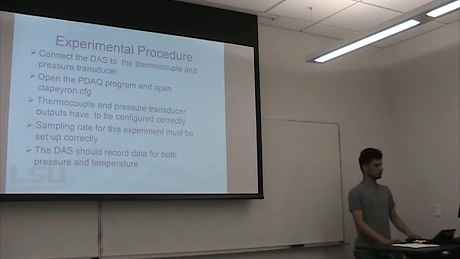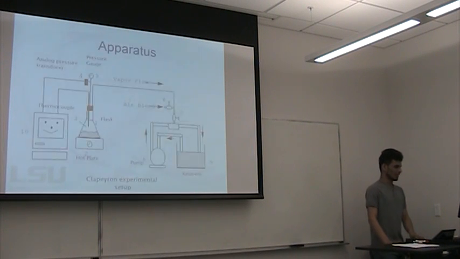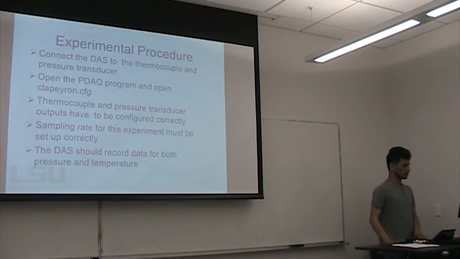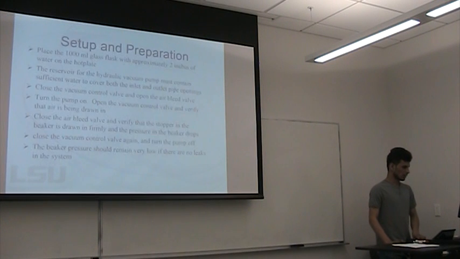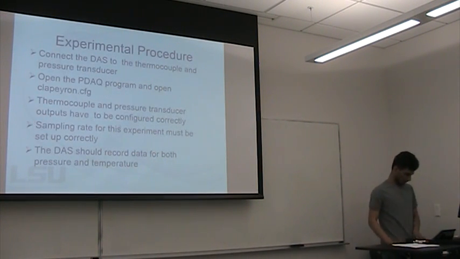The procedure: first we have to connect the data acquisition system to the thermocouple and the transducer right here. And then we'll have to open the PGAQ program, I don't know what that is. And we'll have to open a file, the Clausius file. And then we'll have to make sure the thermocouple and the pressure transducer are configured correctly. The pressure transducer should be on default settings, and the thermocouple should be on low noise settings and at 25 millivolts per decade.